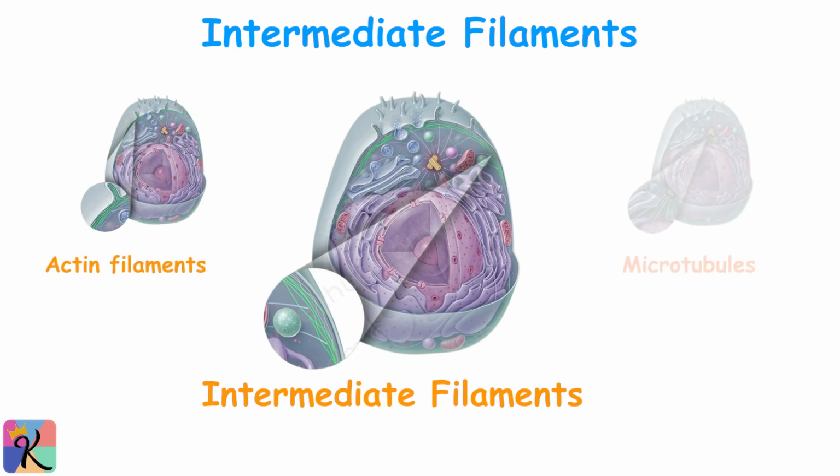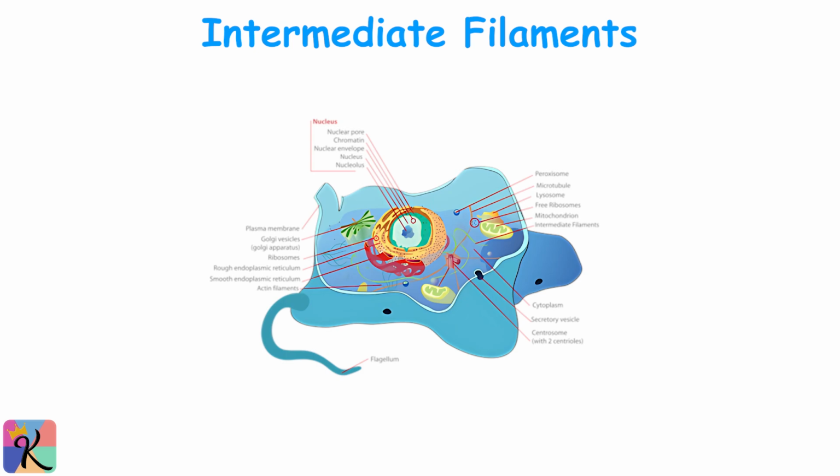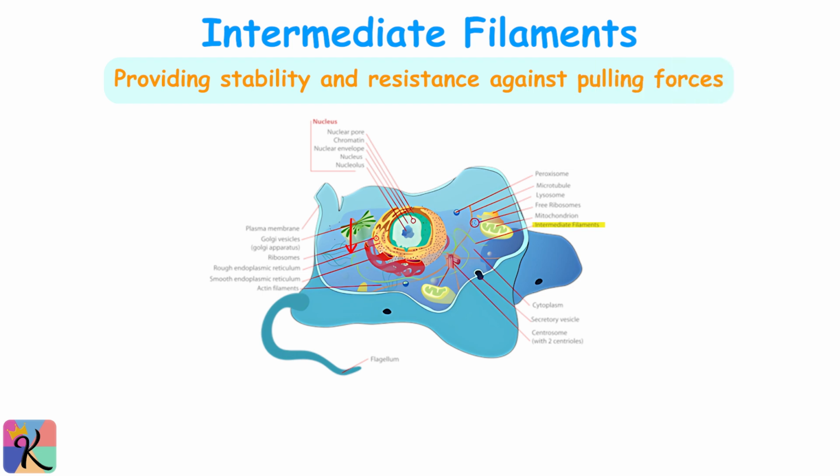Next up are the intermediate filaments, which are aptly named because they're thicker than actin filaments, but thinner than microtubules. Think of them as the heavy-duty cables that provide tensile strength, anchoring various organelles in place and ensuring the cell doesn't collapse under stress. They're like the steel reinforcements in a concrete structure, providing stability and resistance against pulling forces.